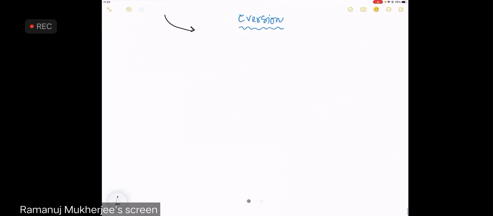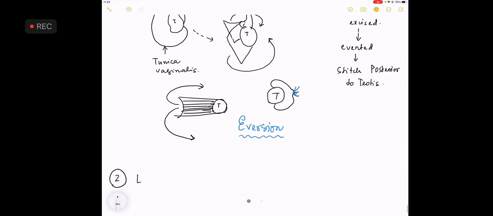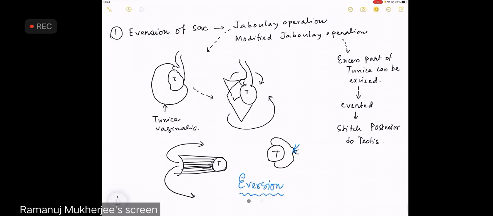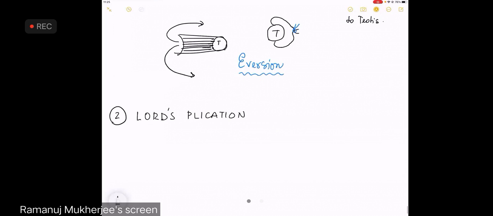The second operation in a hydrocele is called Lord's plication operation. Okay, what is this Lord's plication operation?